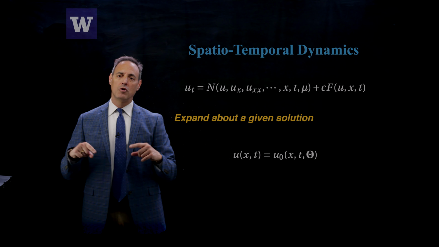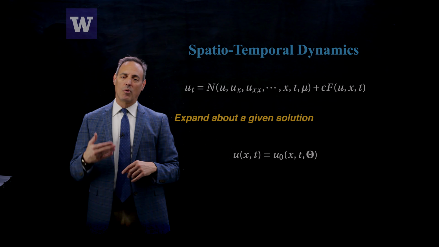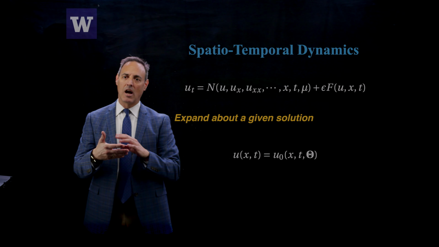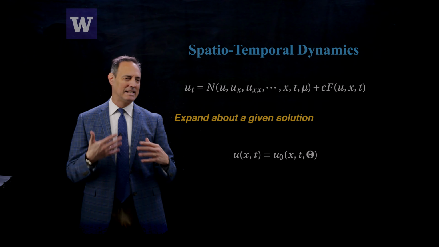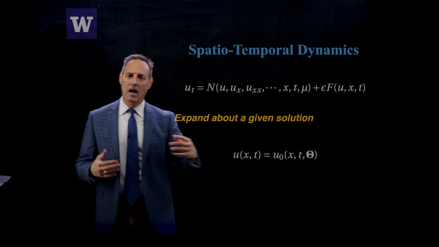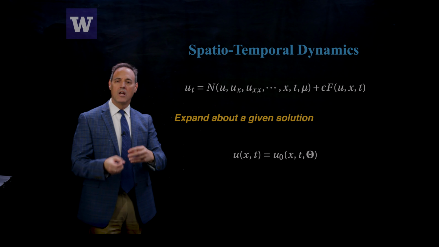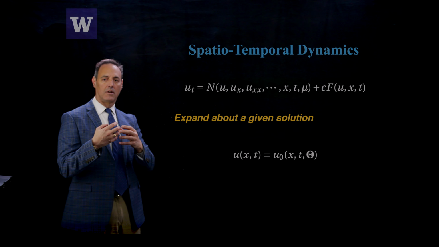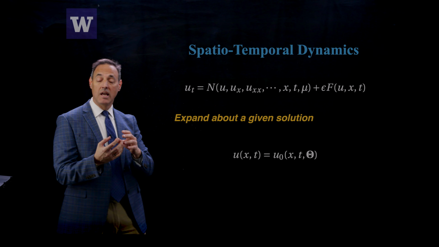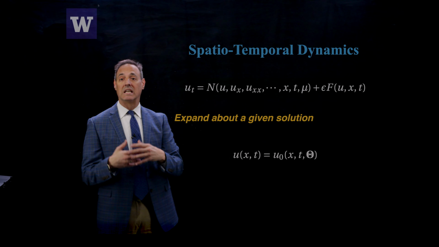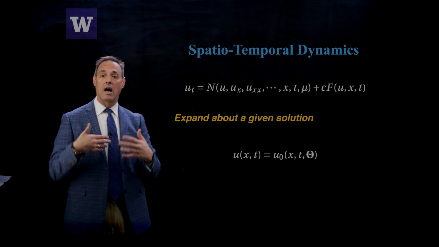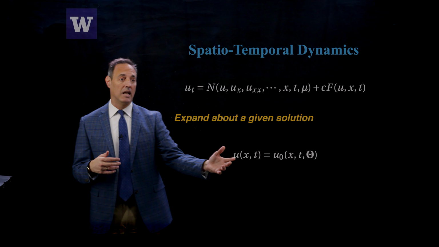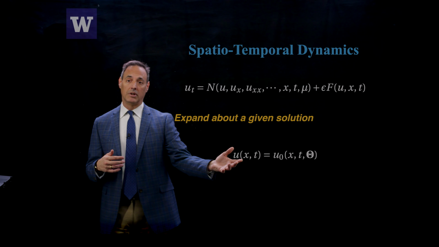Remember, when we do multiple scale analysis, parameters are no longer constant. They often evolve on slow scales. That's exactly the way I'm going to think about this theta. I'm going to write down this base solution with some parameters, which is a parameter vector theta, and all those parameters can depend upon slow time scales. And then I would like to understand how those slow time scales evolve and modify that leading order solution.